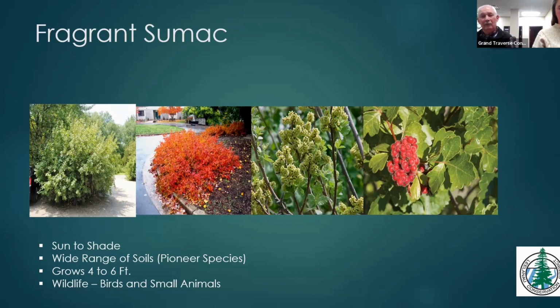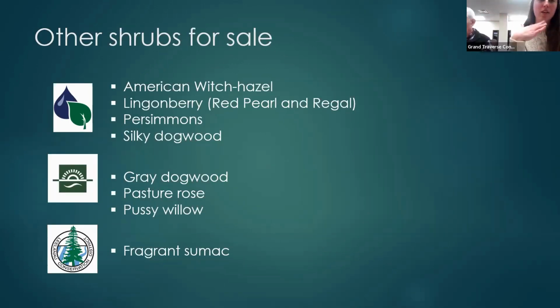It's a pioneer species, meaning it's the first one to start in a situation with denuded vegetation. They'll sometimes use this to reclaim mine sites, and it grows 4 to 6 feet high, and birds and small animals like it. The big thing with this, for me, is that I would get people asking, what can I plant in the shade? I need to plant something in the shade, or I need some sort of barrier or screening from the neighbors or whatever. And this fragrant sumac gives you the opportunity for something that will grow in the shade. But so, some other shrubs that are for sale at the different conservation districts.